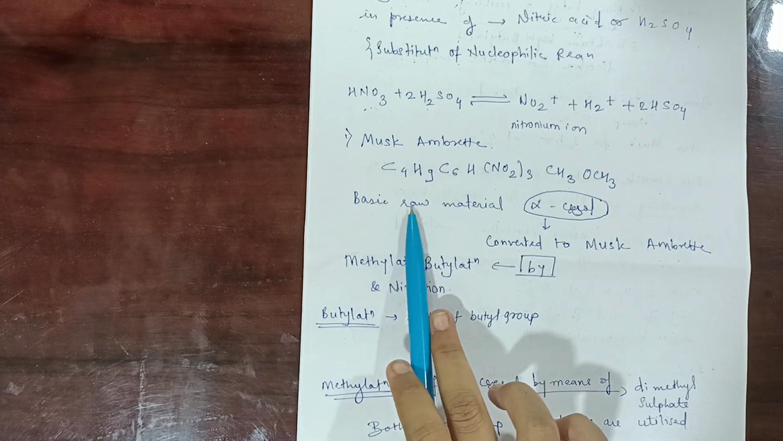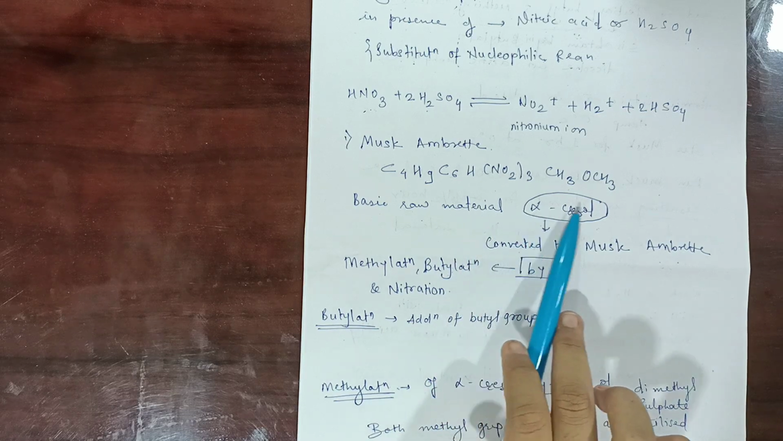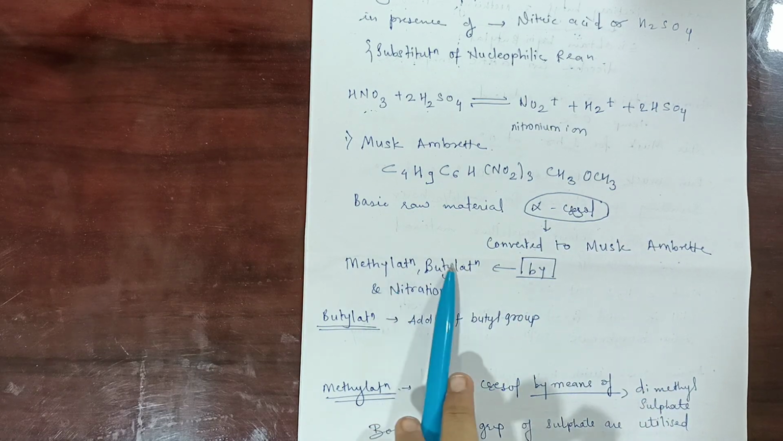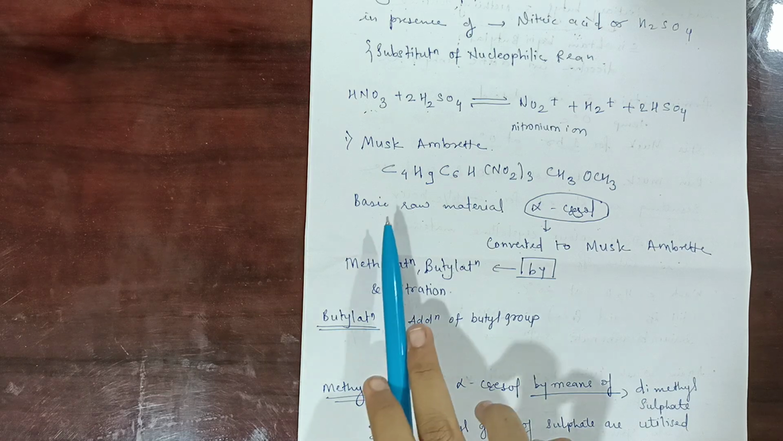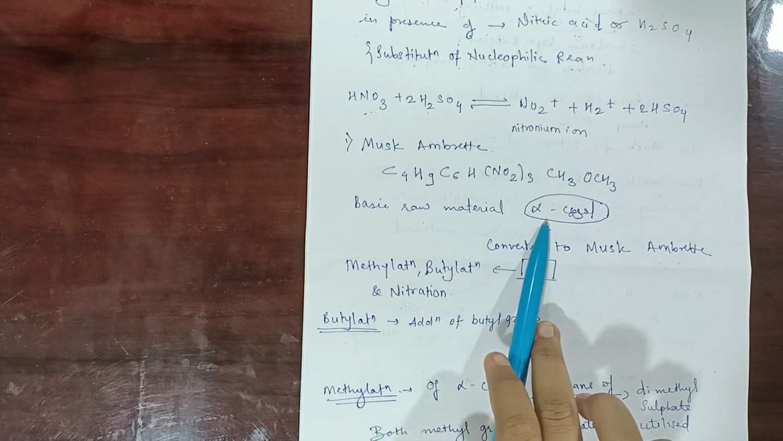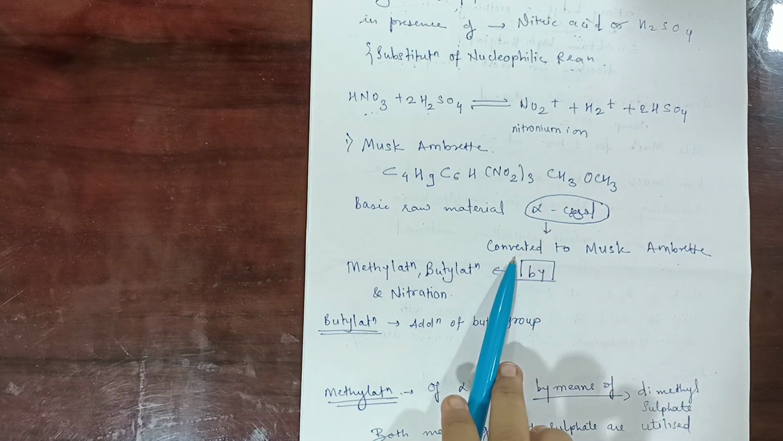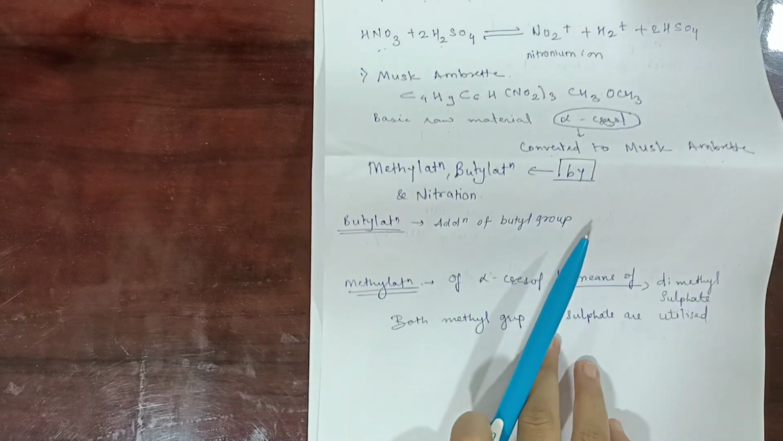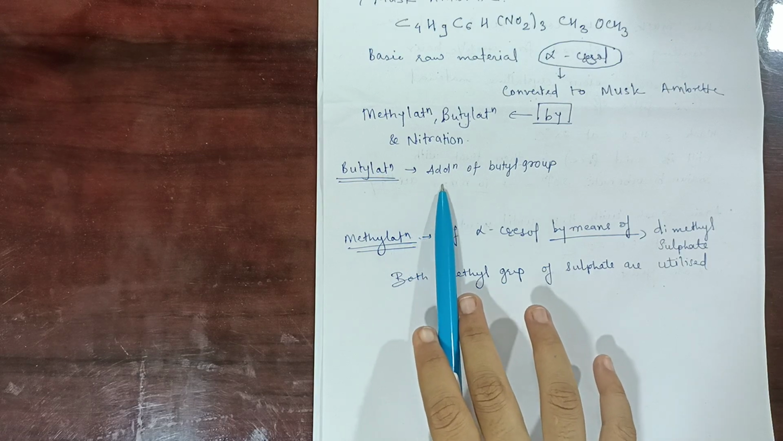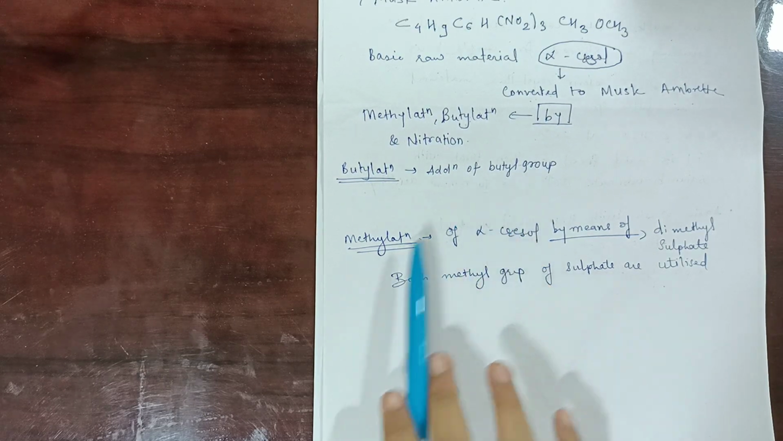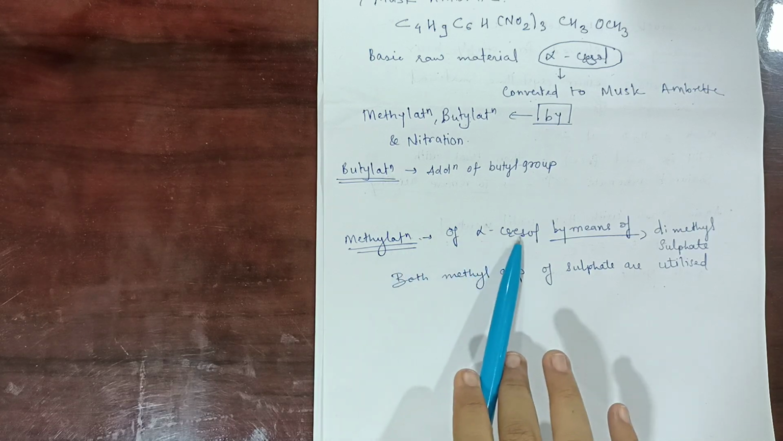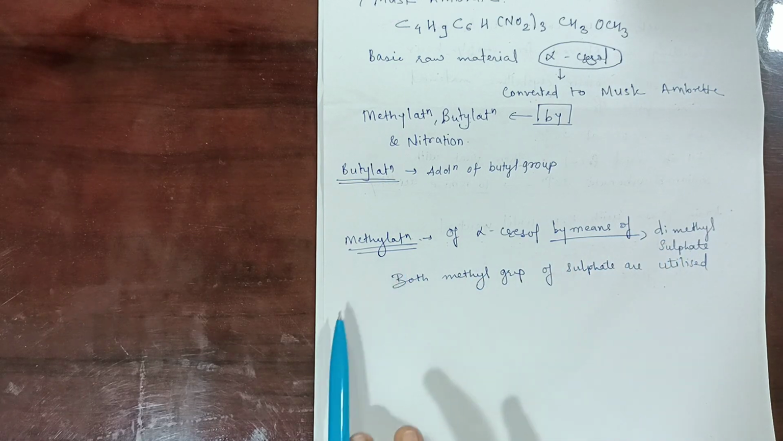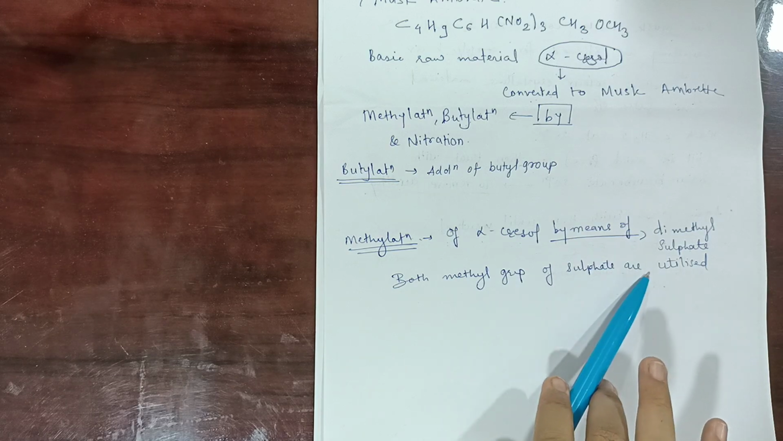The basic raw material used for musk ambrate is alpha cresol, and this is converted to musk ambrate by the process of methylation, butylation and nitration. In butylation there will be the addition of the butyl group. In methylation of alpha cresol, by means of dimethyl sulfate we will do the addition of the methyl group. Both the methyl groups of the sulfate are utilized.